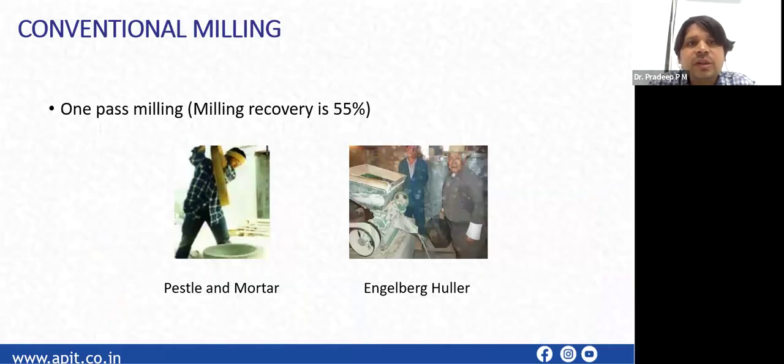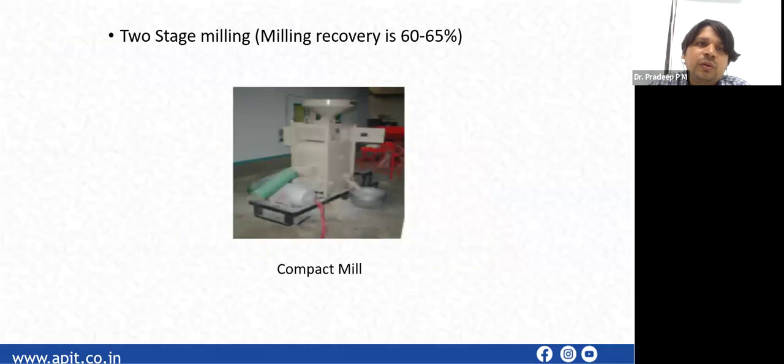This is the conventional milling method, where the milling is accomplished using a mortar and pestle. The next method is one stage milling, where the husk and the bran are removed together. That is called one stage milling. We have one more milling process called two stage milling. That means there are two stages by which the milling process occurs.